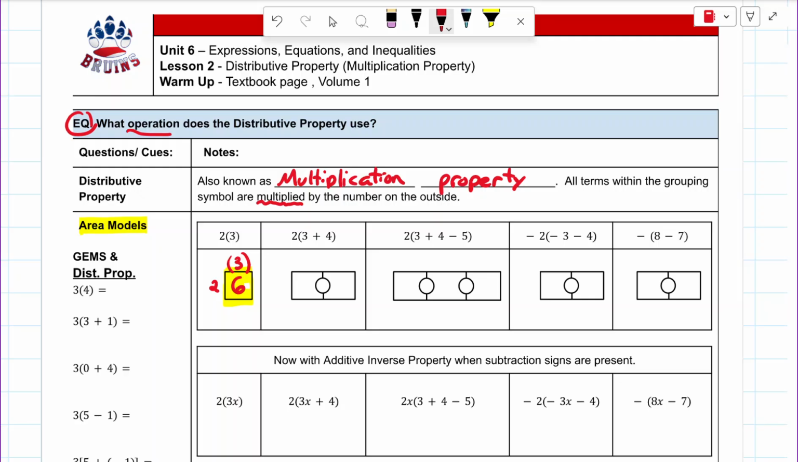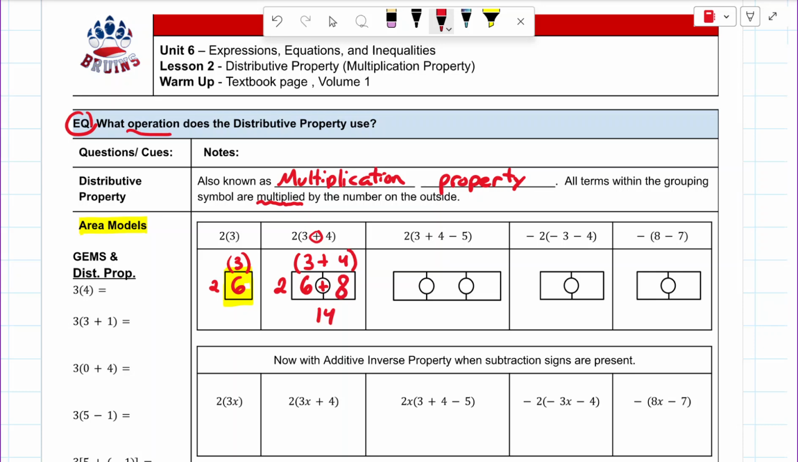All right, now we're going to go to the next one. The 2 on the front of the grouping sign goes in the front, and then the parentheses go here. 3 plus 4. Now, this circle right here is for the operation sign, either adding or subtracting, and we put them inside the circle. We put the 3 here and the 4 here. Oh, actually, I made a mistake there. So 2 times 3 is 6, and 2 times 4 is 8. And you can see that 6 plus 8 is 14.